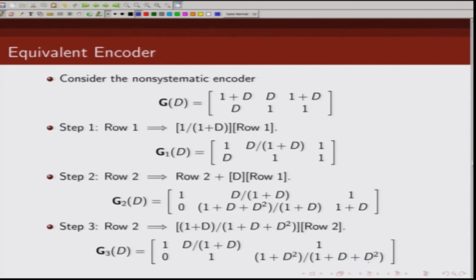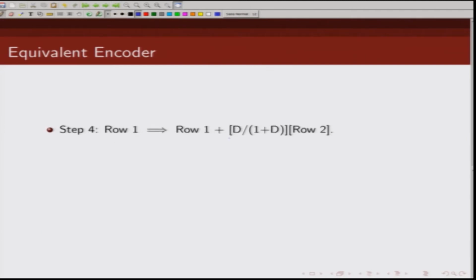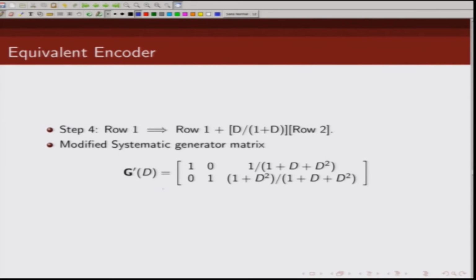So, what we have got so far is, we got a 1 here, we got a 0 here, we got a 1 here. Now, what else is remaining? We have to make this an identity matrix. So, we have to make this as 0. How can we make this as 0? We multiply this by this and add it to the first row, and we can make it a 0. So, to row 1, we add D times row 2. If we do that, the modified generator matrix that we get is this.